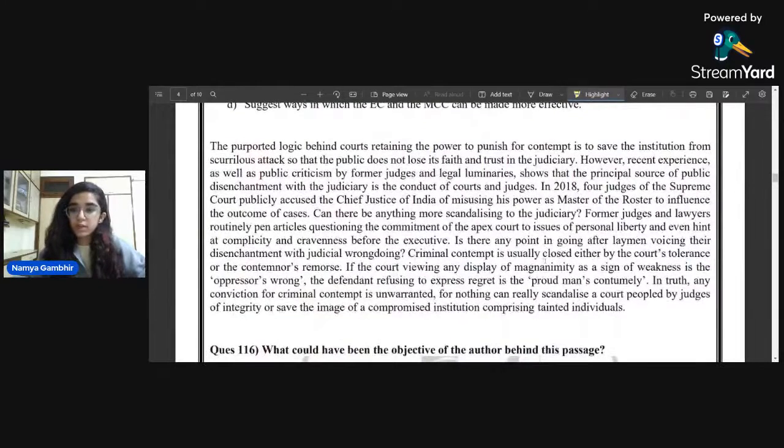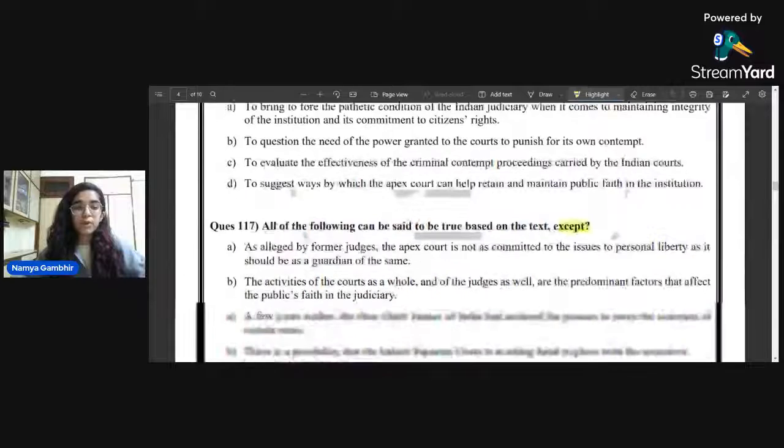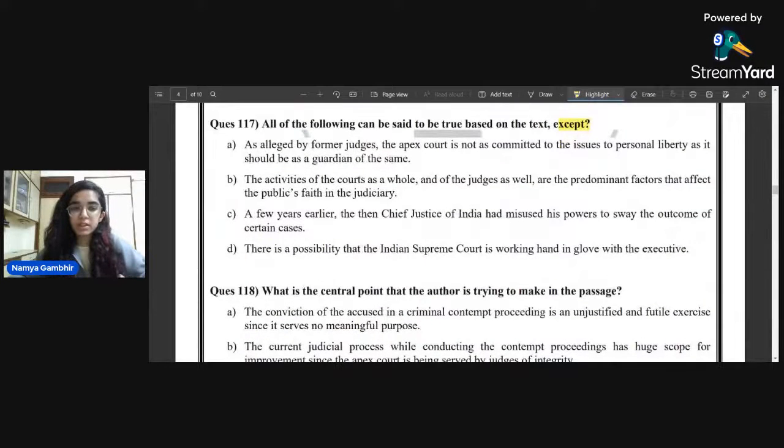So over here, four judges of the Supreme Court publicly accused the CJI of misusing his power to influence the outcome of cases. Now, this is not an affirmative claim that has been made by the author that the CJI did misuse the power. What the passage says is that it has been alleged that the CJI used the power. So, if we look at the third option, it may be true, it may not be true. But based on the limited information that has been given in the passage, we cannot give a very conclusive opinion about the third option. So, that would be one.